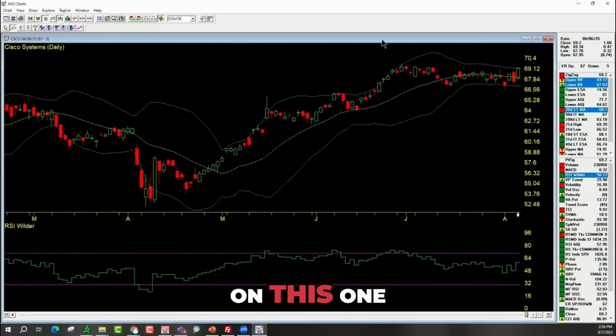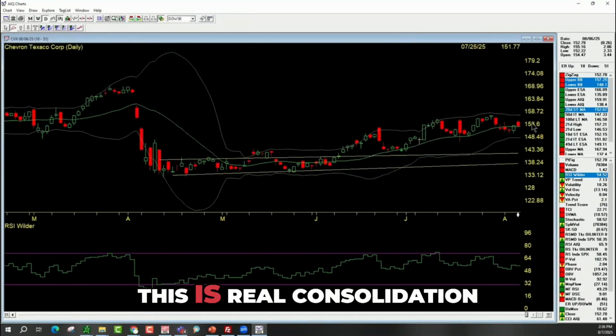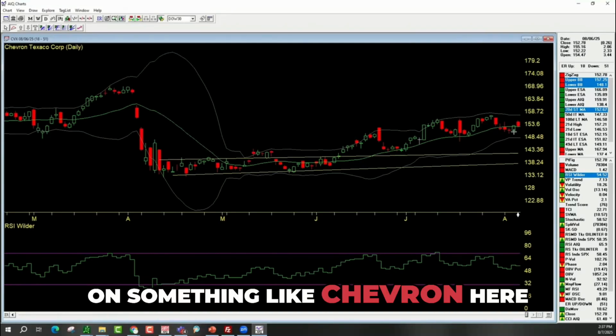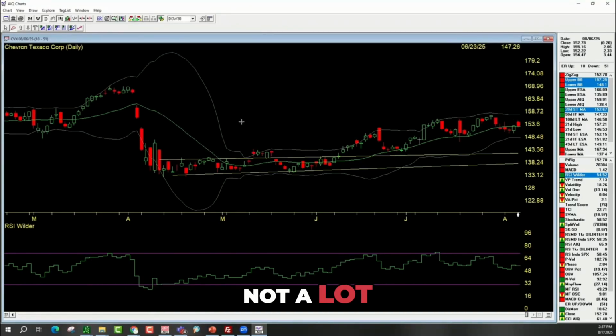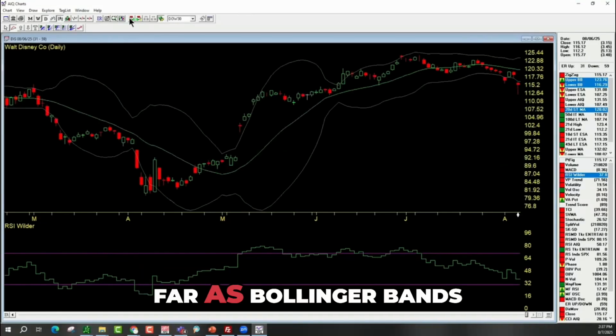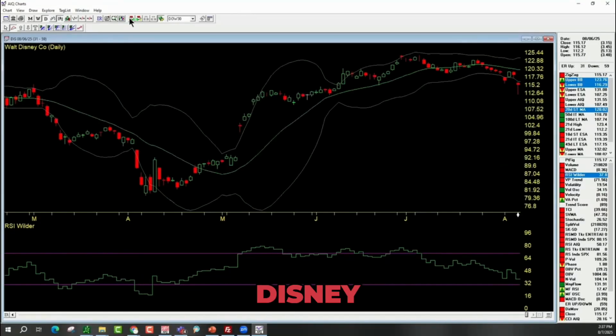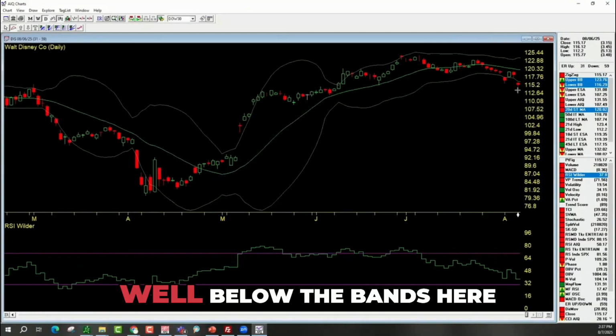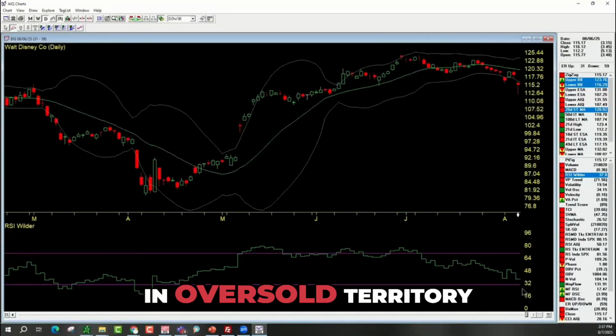Not a lot going on with this one. Again, this is real consolidation on something like Chevron here. There's not a lot of information on what's going on with this stock as far as Bollinger Bands are concerned. Disney, that blowout yesterday, well below the bands here. It's still not down in oversold territory.